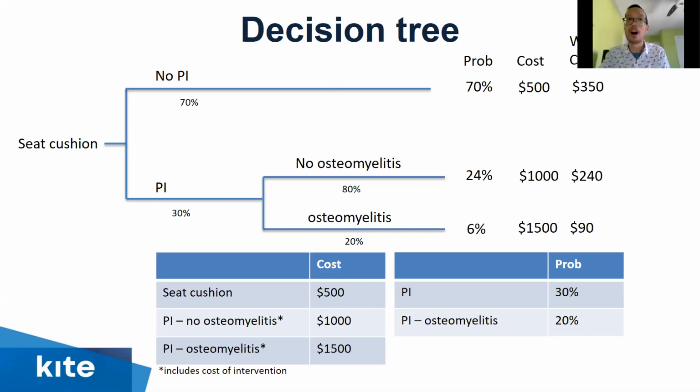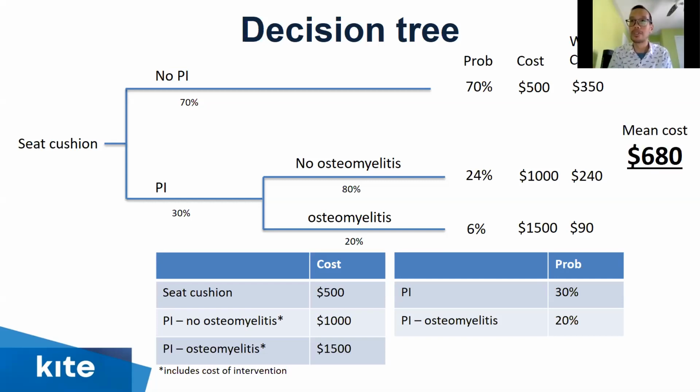And you also have the cost of falling into these arms. So you have 500, 1,000, and 1,500. And so what you can calculate is a weighted cost of each of the arms.